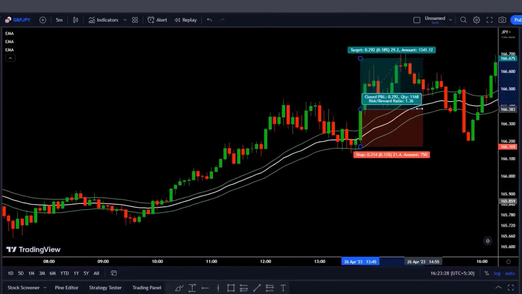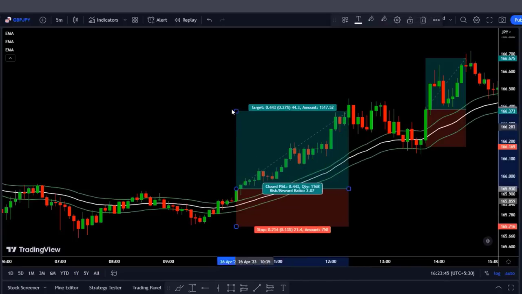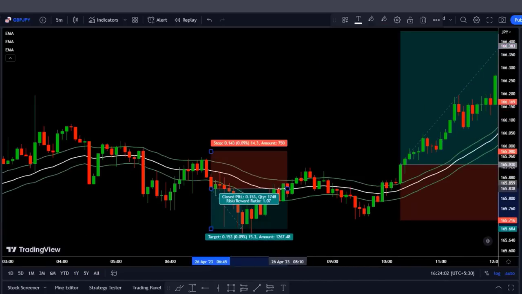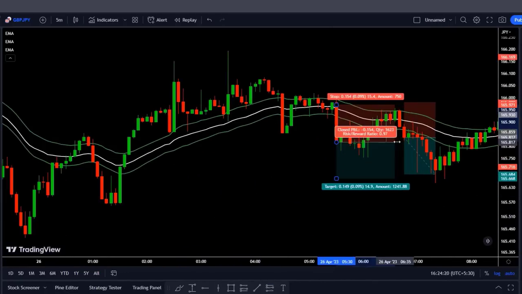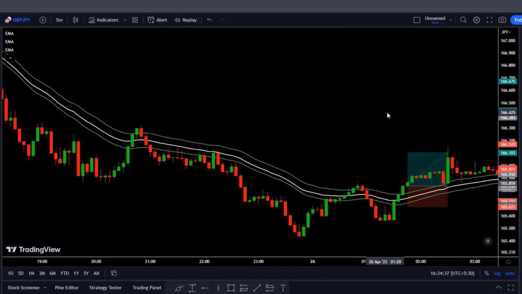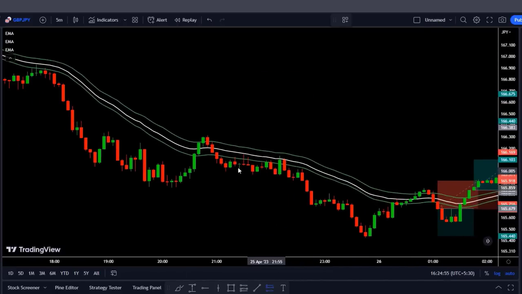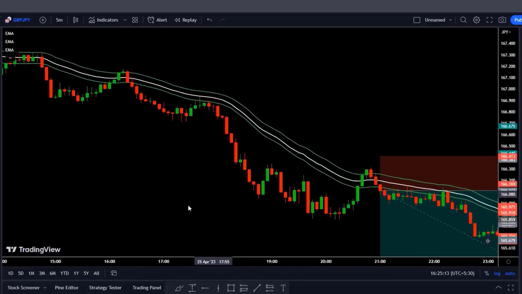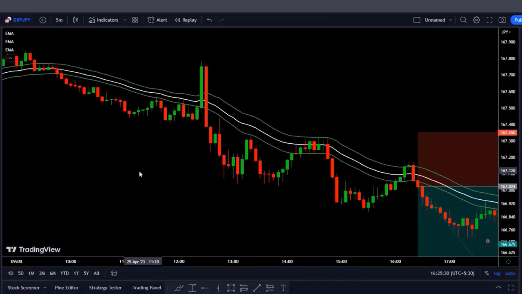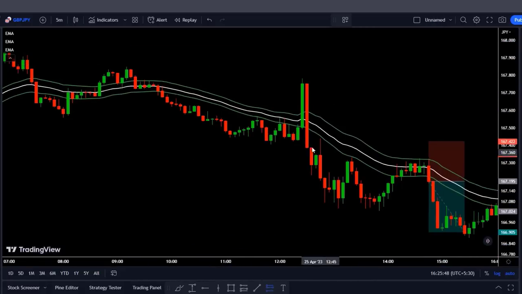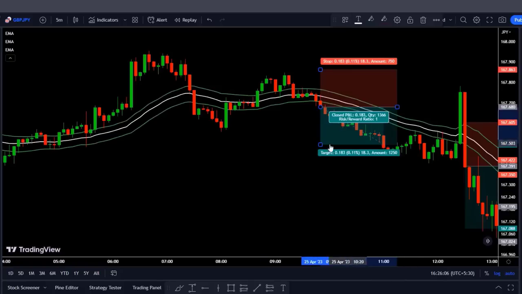I tested this strategy 30 times. You can gain more than 60% of your account balance in just 2 weeks. In other words, if you have $1,000 in your account, you can make at least $600 using just one currency pair. The best part of this strategy is you have to risk only 2% per trade.